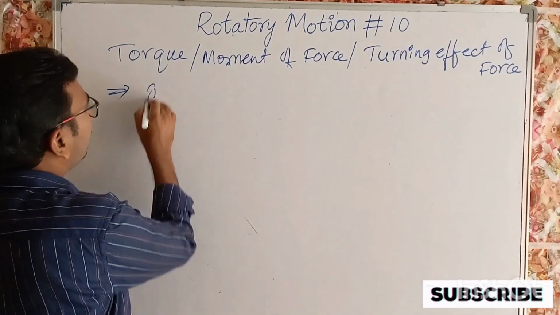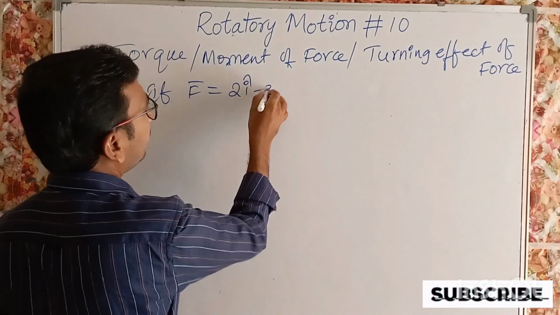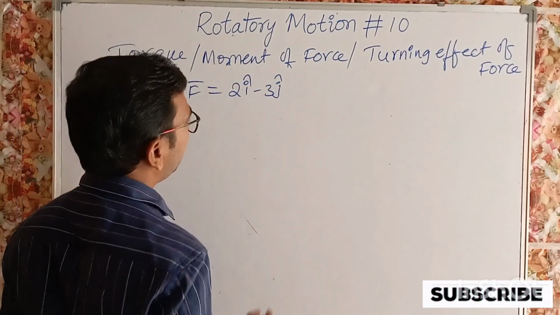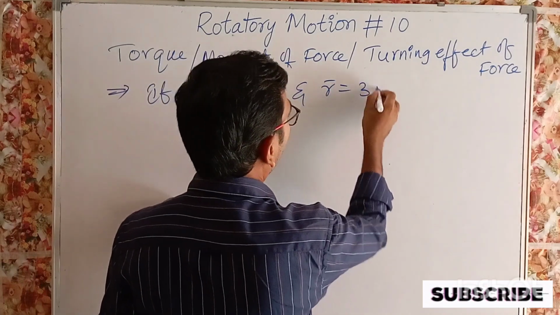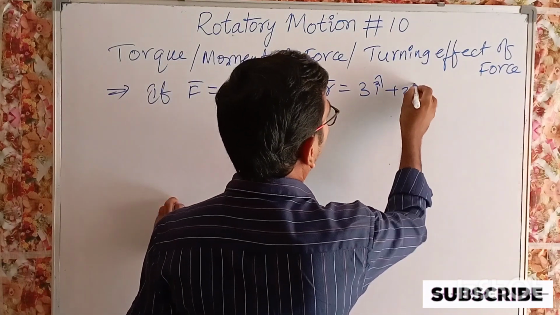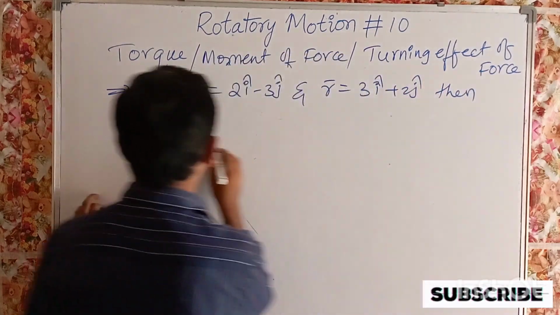If the force vector is 2i cap minus 3j cap and the radius vector is 3i cap plus 2j cap, then find the torque.